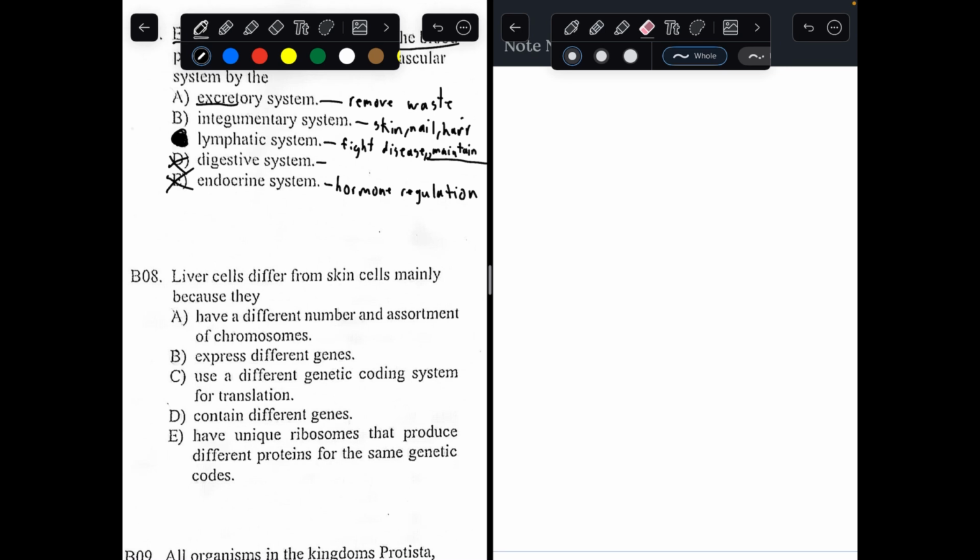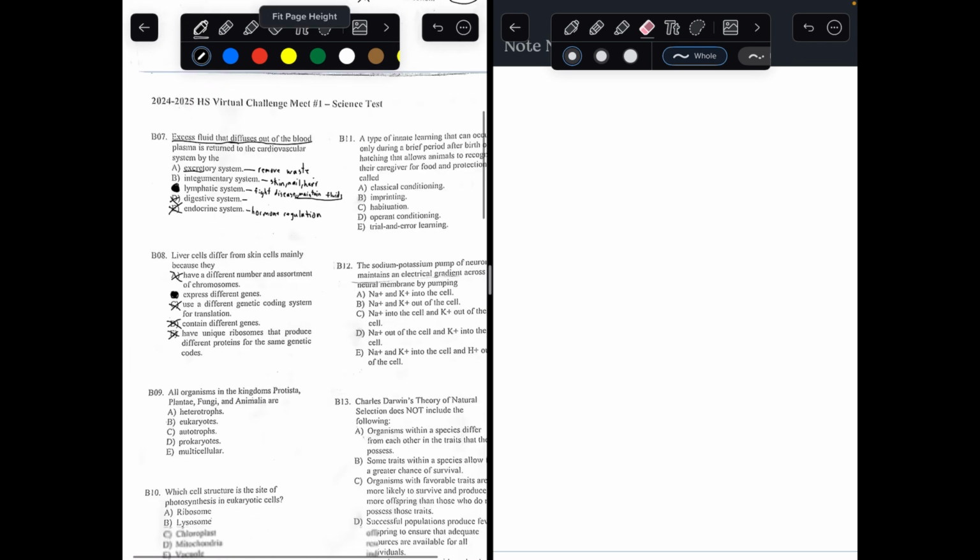So the answer to number 8 would be letter B, because the expression of these genes decides what the function is. They do not have a different number and assortment of chromosomes. They have the same number of chromosomes, and they're all assorted perfectly. They do not use a different genomic coding system for translation. We still have cytosine, guanine, adenine, thymine for translation. They do not contain different genes. Every cell has the same genes. And there are no unique ribosomes at play. So the answer to number 8 would be letter B.